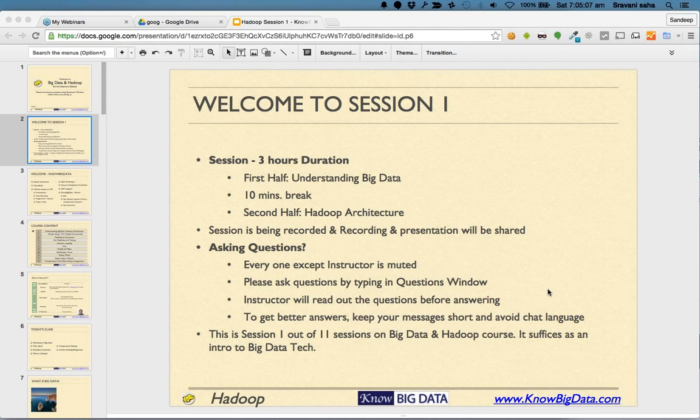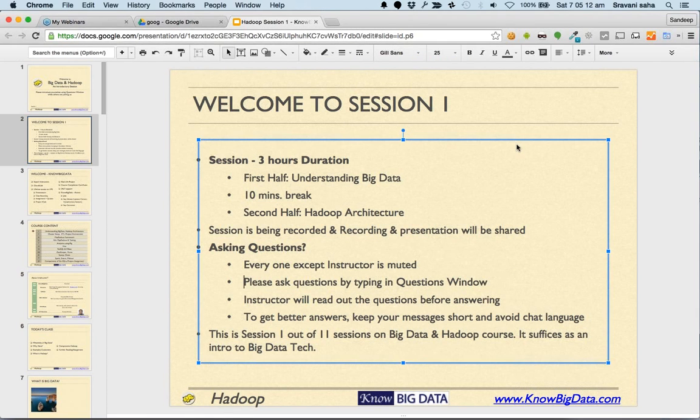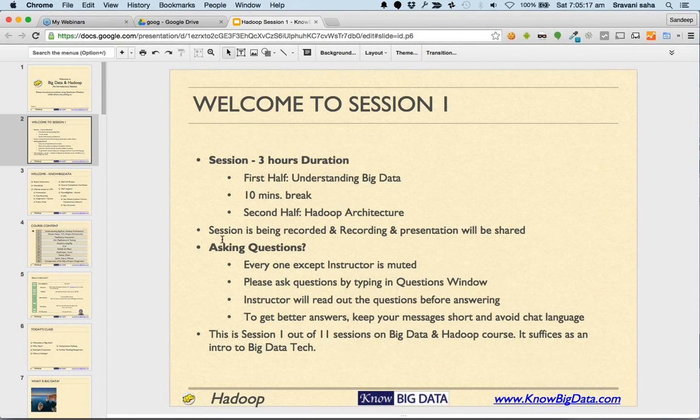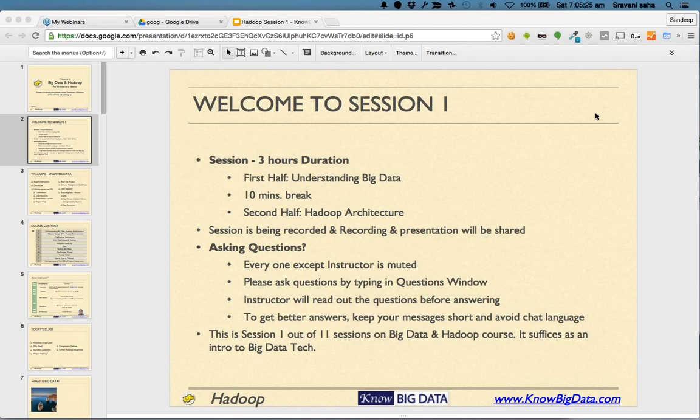Okay, so the recording has been started. Anything which I speak from now will be recorded. The session is going to be in two parts. First, focusing on understanding big data, and the second half is going to be understanding the Hadoop ecosystem and the architecture.